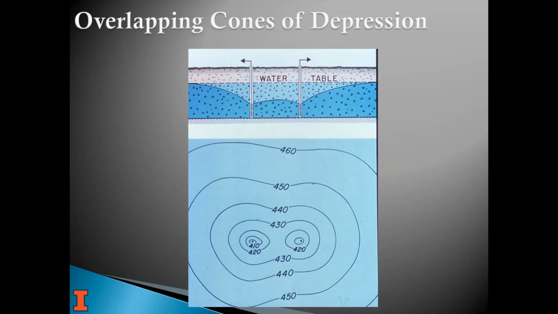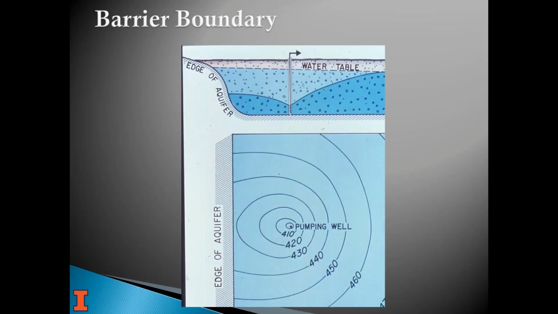And then other things can affect it too. That last example suggested that we have an infinitely wide aquifer, both to the left and right. But if we have a boundary, then there's not as much water available and it can't keep filling in. So we start seeing more drawdown where there's a boundary. And that's a real thing.